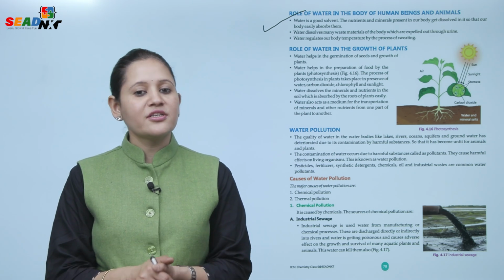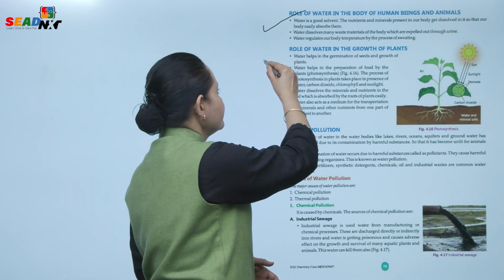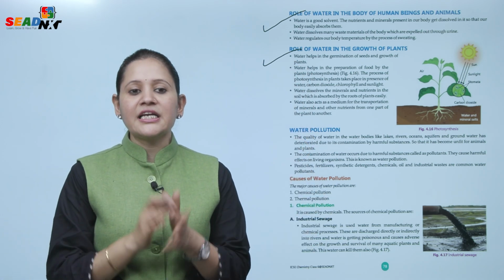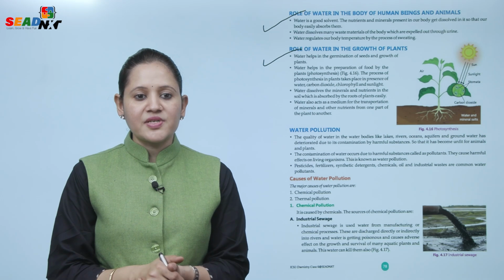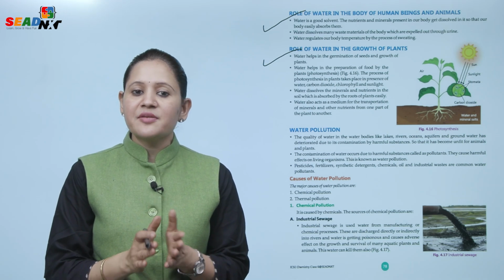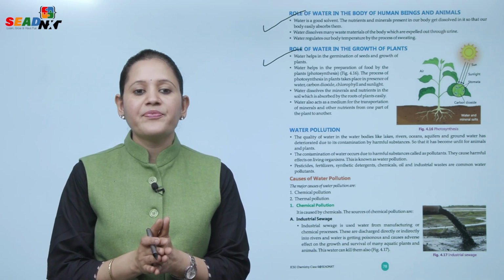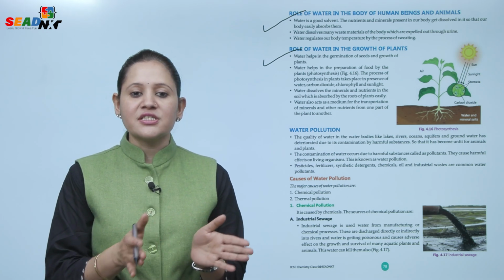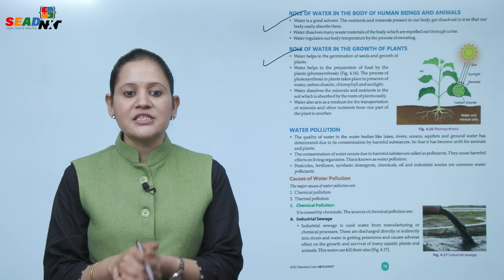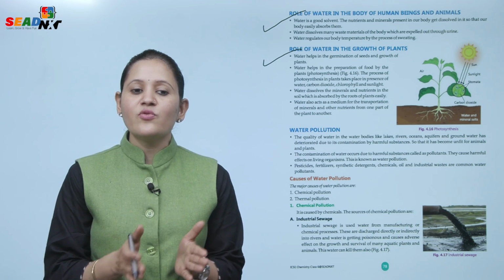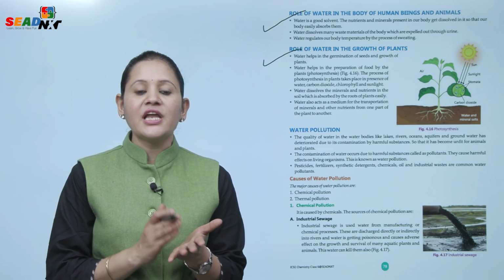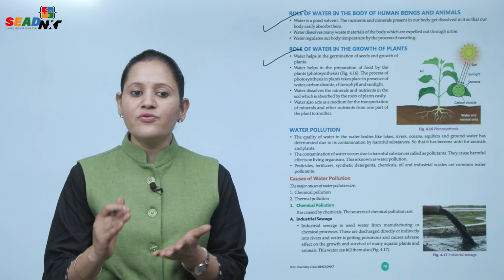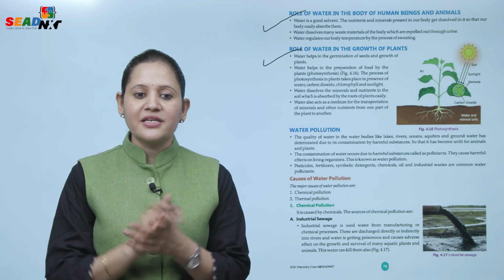Next is role of water in the growth of plants. Water is not only essential for animals but it is essential for plants as well. Water helps in germination of seed and growth of plant. Water helps in the preparation of food by the plants by the process of photosynthesis. The process of photosynthesis in plants takes place in presence of water, carbon dioxide, chlorophyll and sunlight. So all these things are needed for the process of photosynthesis for making food by plants.